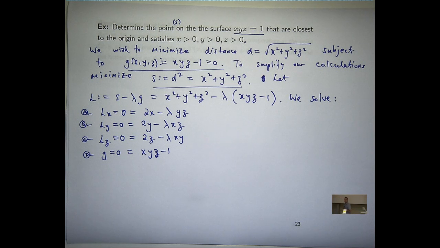So can anyone see a way of how we might solve these? Any ideas? Yes.